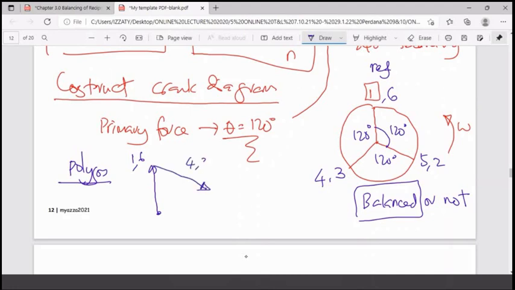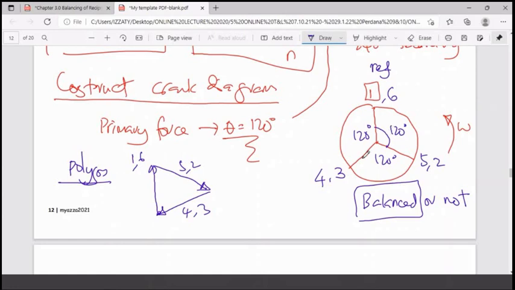Then you have another one. Oops, sorry, it is supposed to be 5 and 2 first. This one is 5 and 2. Then we have this one, it's 4 and 3. And it is a closed polygon. And it is balanced. You have two polygons superimposed on each other.